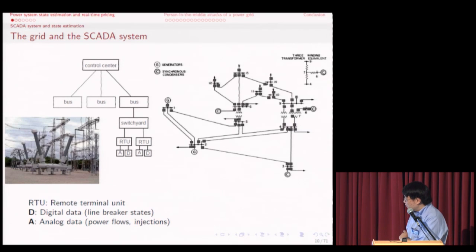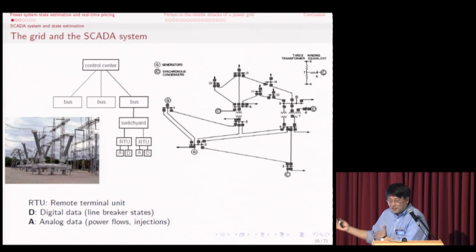One is called the digital measurements. That measures the line breaker status, whether two lines are connected or disconnected. The other one is so-called analog data. In older times, these are power flow measurements. In modern days, you have so-called phasor measurement units that measure directly the voltage phasors on the bus. Okay, but anyway, you have two types. You have digital data that describe the topology of the network, and analog measurements that give you the actual physical quantities associated with this network.